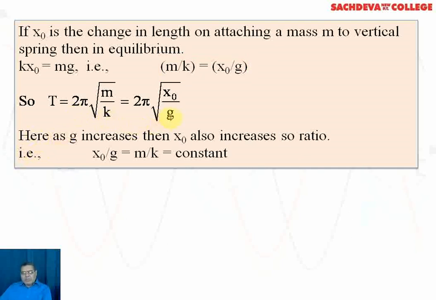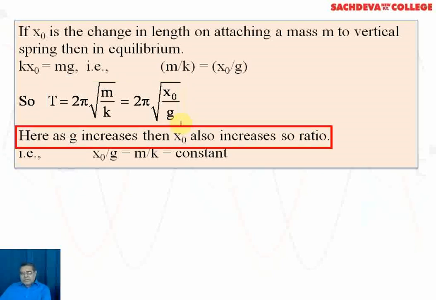Now in order to find the time period, the formula for oscillatory motion is T equals 2 pi under root m by k, and for m over k we substitute x naught over g. So our expression will become T equals 2 pi under root m over k, and m over k is written as x naught over g. So the final equation will become T equals 2 pi under root x naught over g.